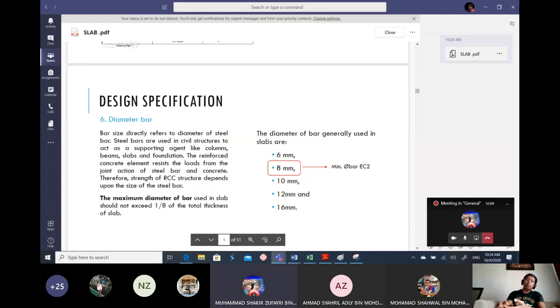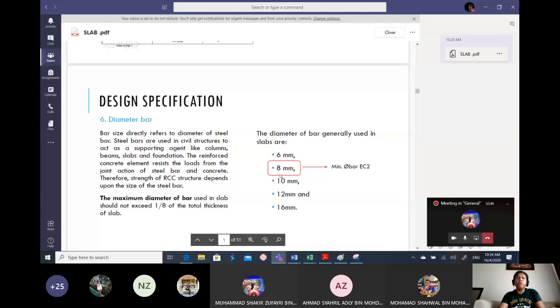Contohnya kalau kamu punya slab thickness is 125, so 1/8 times 125 is the maximum size of the diameter bar lah. So ini adalah the diameter bar generally used in slab. Jangan terlalu besar for slab. Normally, if the information is not given dalam soalan ataupun dalam design, you may assume your slab thickness. Kalau dalam British Standard, we can use 6. Tapi dalam Eurocode, the minimum diameter bar is 8 millimeter. So if the value is not given, you may use 8 millimeter, or else normally kita akan guna 10 millimeter.